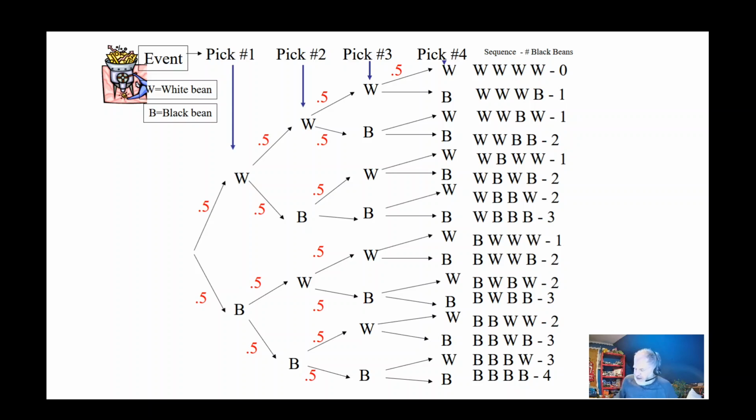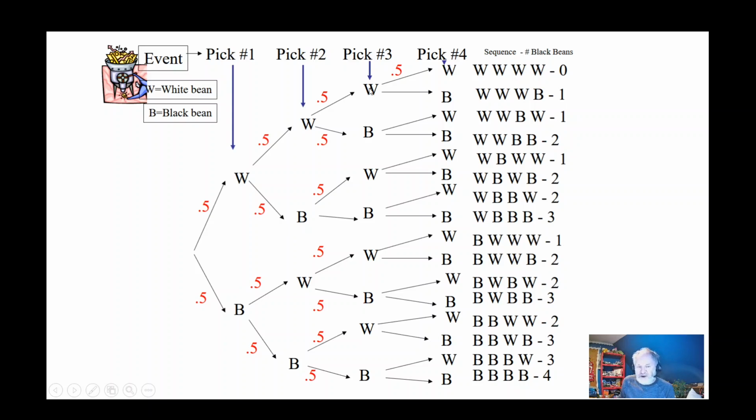Each branch represents an outcome. So here's the first pick. The outcome is either white or black. The second outcome will be white or black, and it'll be a path. Like, for 2 picks I could pick white-white, white-black, black-white, and black-black.